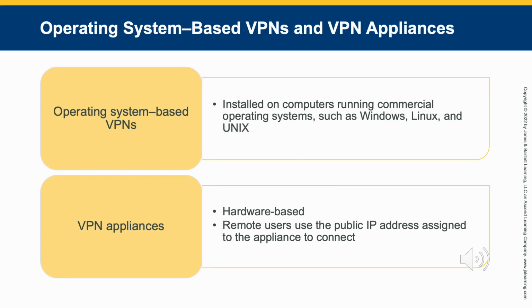Operating system-based VPNs and VPN appliances. Operating system-based VPNs are installed on computers running commercial operating systems such as Windows, Linux, and Unix. VPN appliances are hardware-based. Remote users use the public IP address assigned to the appliance to connect.